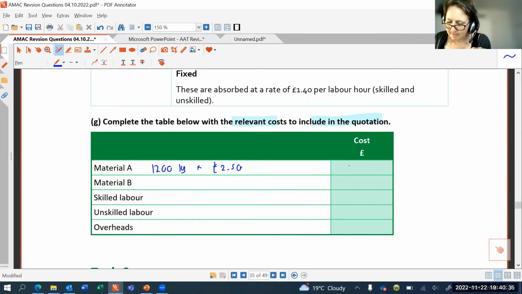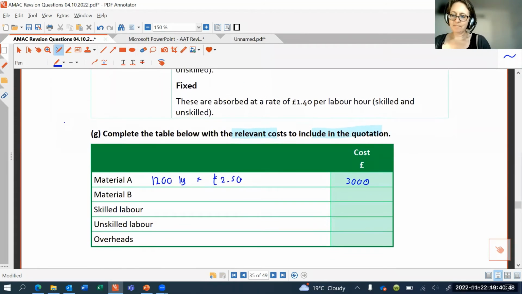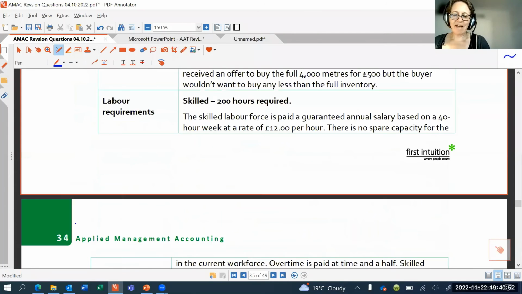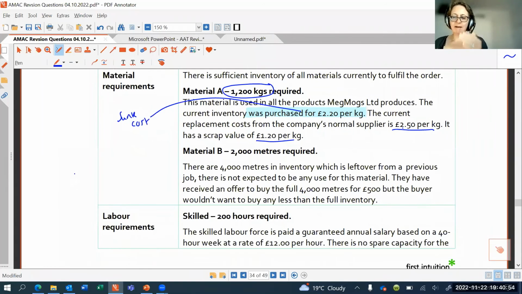So £3,000. So with this sort of question where we're dealing with relevant costs, it's very common that you get all sorts of things thrown in here that are not actually relevant. That's the whole point. The examiner wants to test you on the fact that you can spot the relevant from the non-relevant ones.